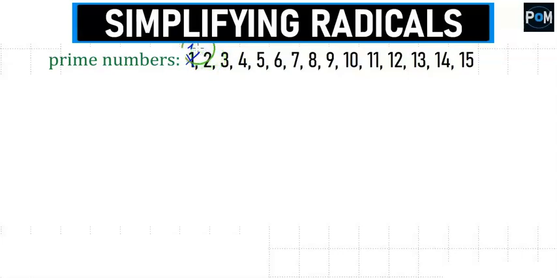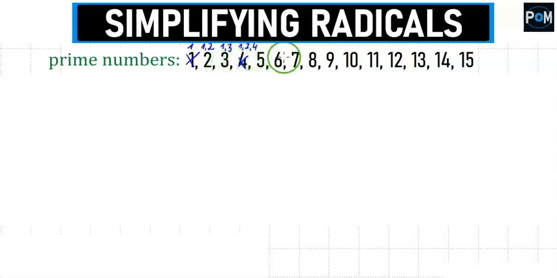The number 2 is divisible by 1 and by 2, and that is a prime number. 3 is divisible by 1 and 3, and it's also a prime number. 4 is divisible by 1, 2, and 4. So 4 has too many divisors, and this is not a prime number.